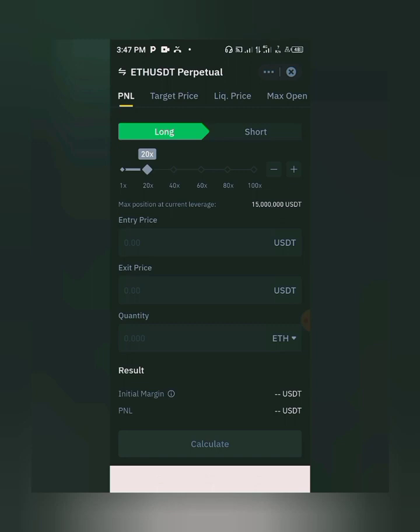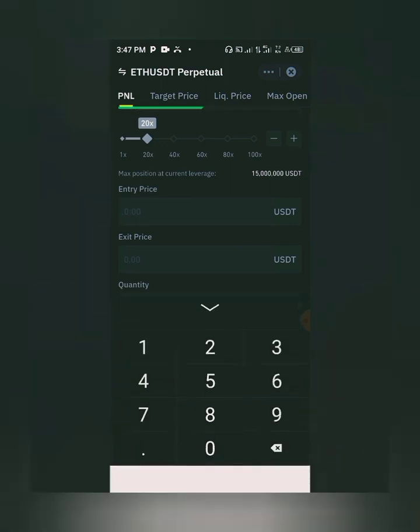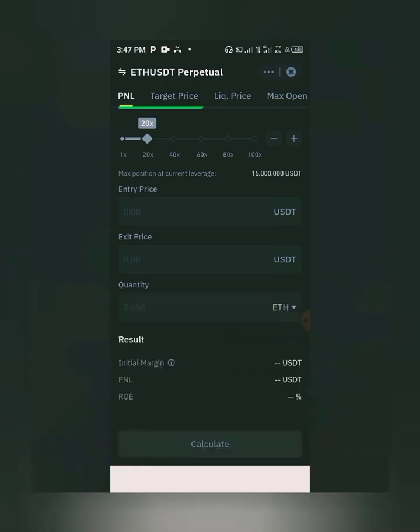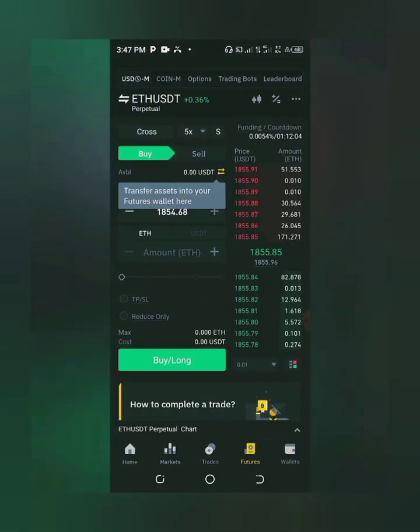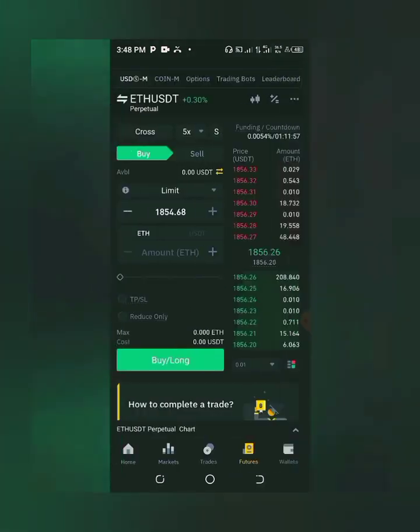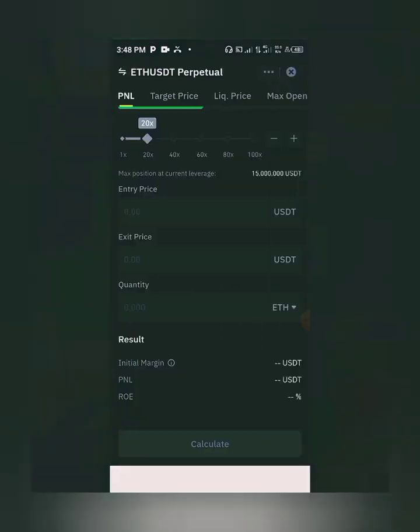The next step for you to check is your entry price. So input the entry price that you want. I think I'll be using the current price. Let me go and check the current price to know what is there. Okay, here is the Binance futures trading platform. So the current price here is 1854.68.